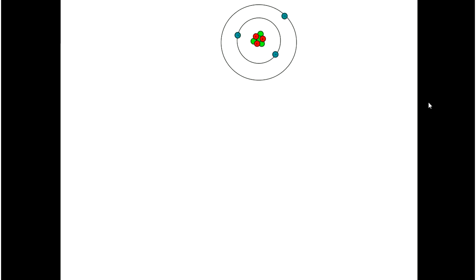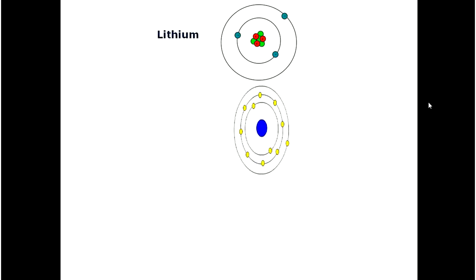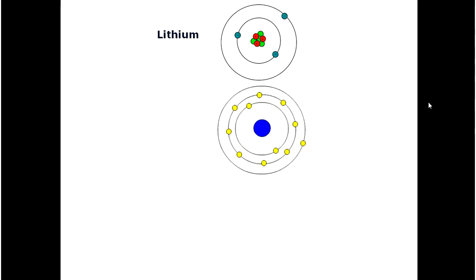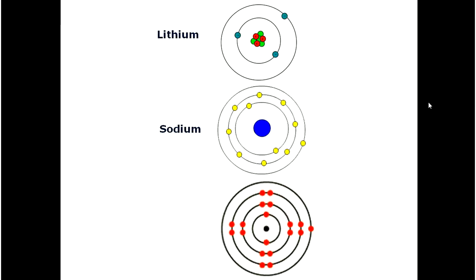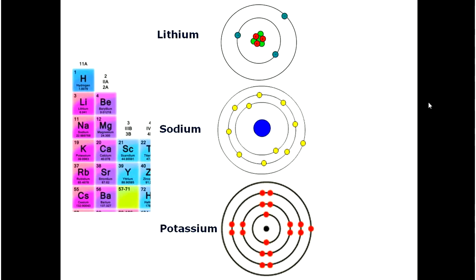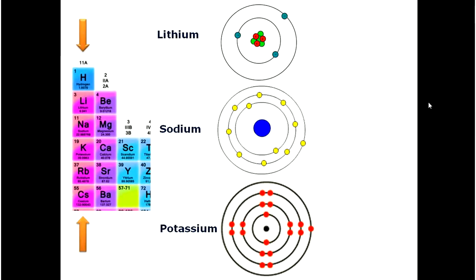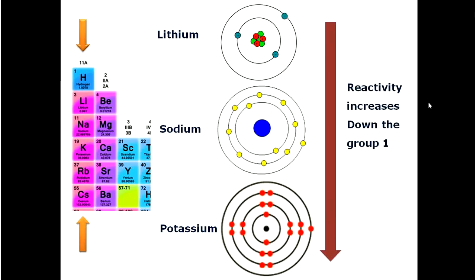Looking at the atomic diagram, which element is this? Can you guess? And the answer is lithium. What about the second one? The diagram shows sodium. And finally, the last one, which element is this? And this was potassium. From the diagram, you can see that each time a new shell is being added. This is why reactivity increases down group 1.